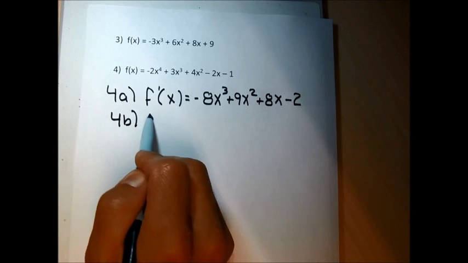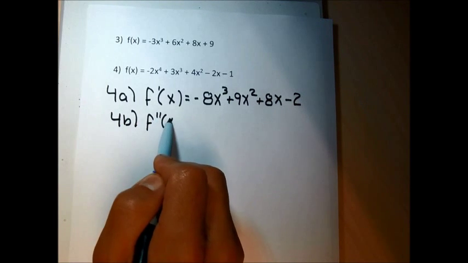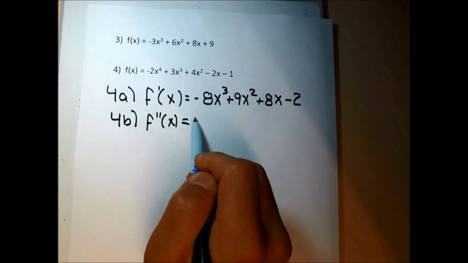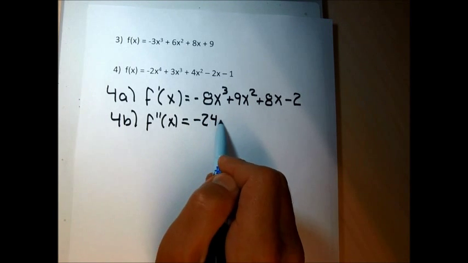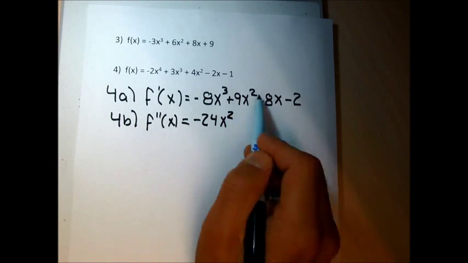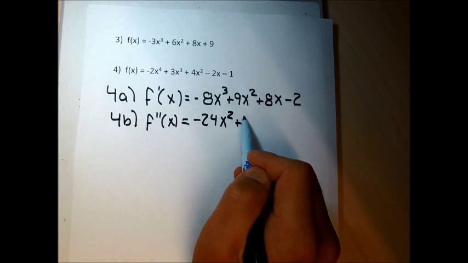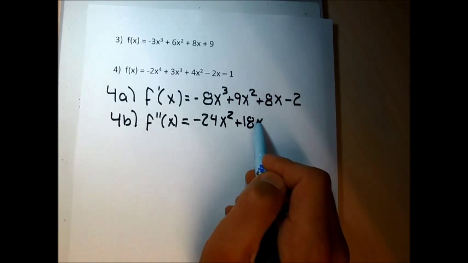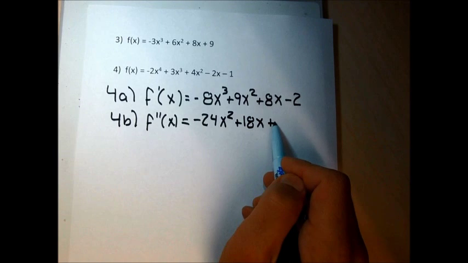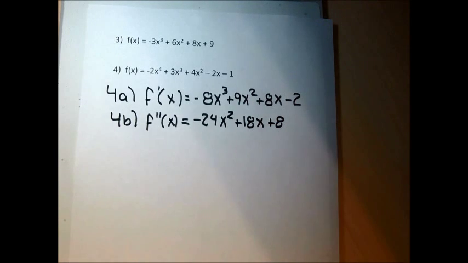Second derivative, f double prime of x equals 3 times negative 8 is negative 24. Lower the exponent. 2 times 9 is 18. You get an x to the first. The derivative of 8x is just 8. The derivative of minus 2 is 0. So there's my second derivative.